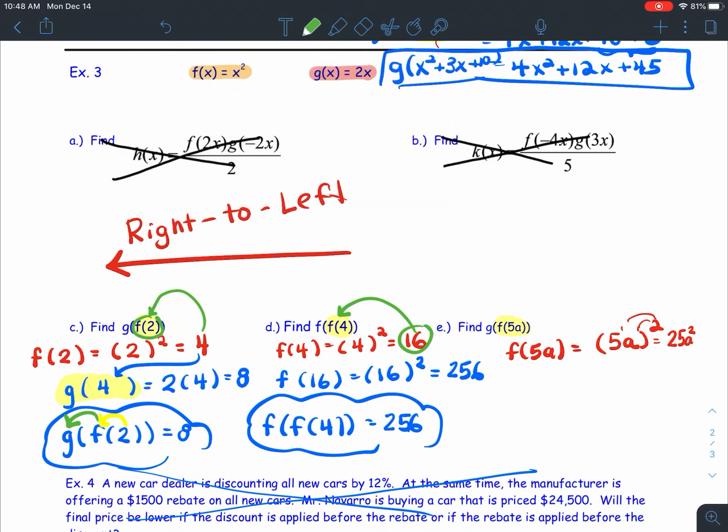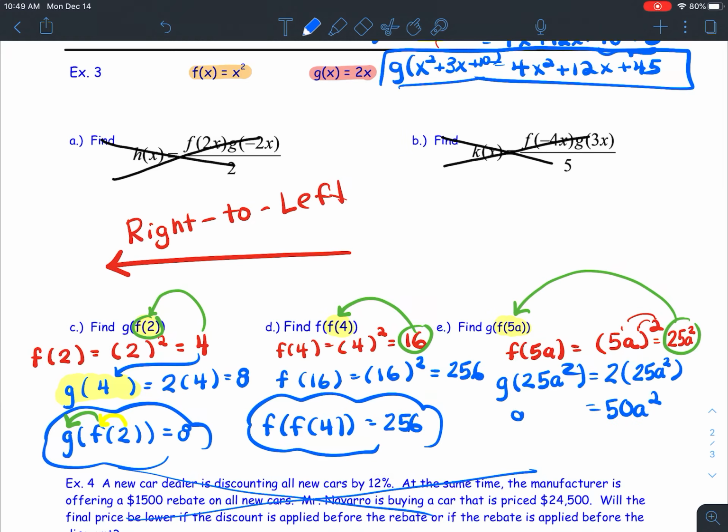Okay, now I'm going to take this 25a squared. I'm going to replace f of 5a with that. So now I'm finding g of 25a squared. Okay, so I'm going to write out equation g, substitute a 25a squared in for the x. Okay, this is just multiplying 2 and 25 together is all this is. Okay, you're not distributing a 2 to both these things because this is not a quantity. This is just 50a squared. I'm going to label this the original way, which would be pronounced g of f of 5a. And this is the answer, 50a squared.